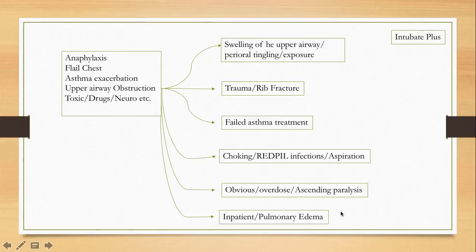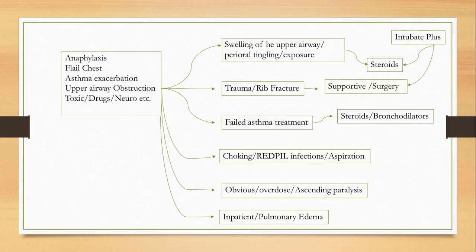And here you're probably not going to like it very much, but I'll just quickly talk about what we do. So patients with upper airway swelling or angioedema, steroids, and you can intubate. Patients with rib fracture, supportive treatment or surgery. And patients with failed asthma treatment, we can use steroids and bronchodilators. We already talked about it. We can also intubate if we need to, so there is criteria for it.